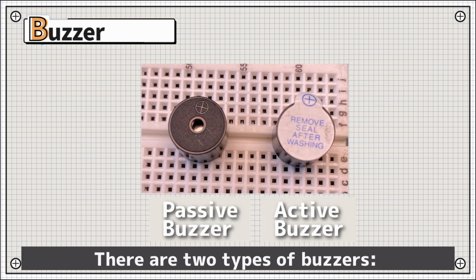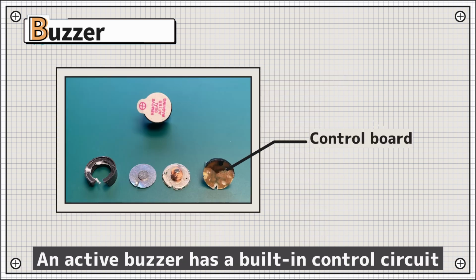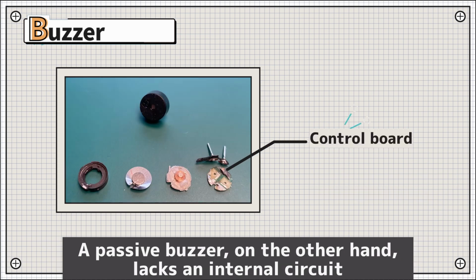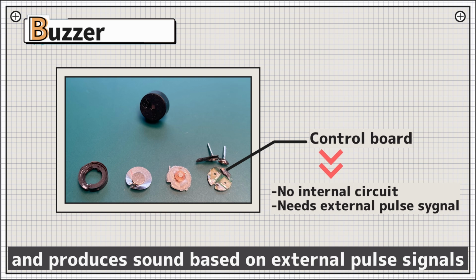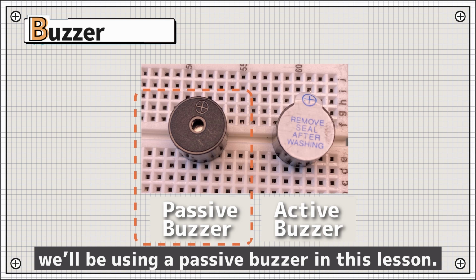There are two types of buzzers: active buzzers and passive buzzers. An active buzzer has a built-in control circuit that produces a specific sound when a DC voltage is applied. A passive buzzer, on the other hand, lacks an internal circuit and produces sound based on external pulse signals. Since we want to change the sound freely, we'll be using a passive buzzer in this lesson.